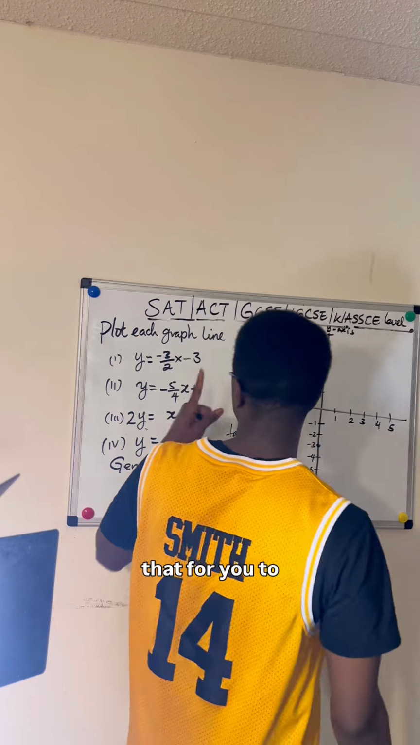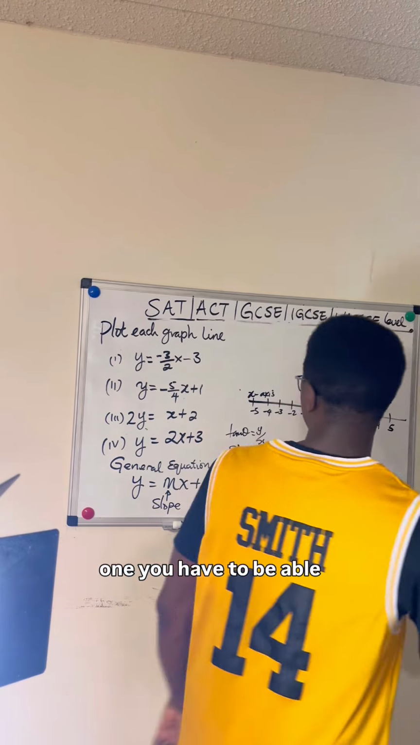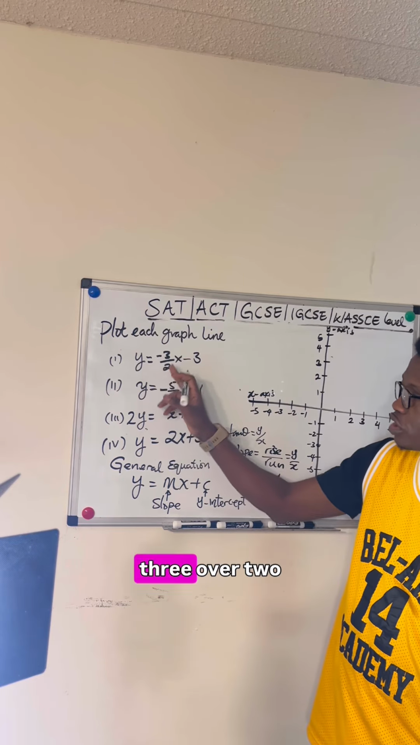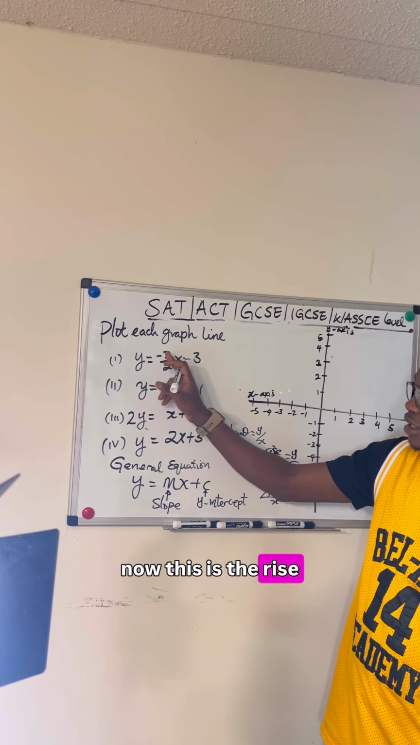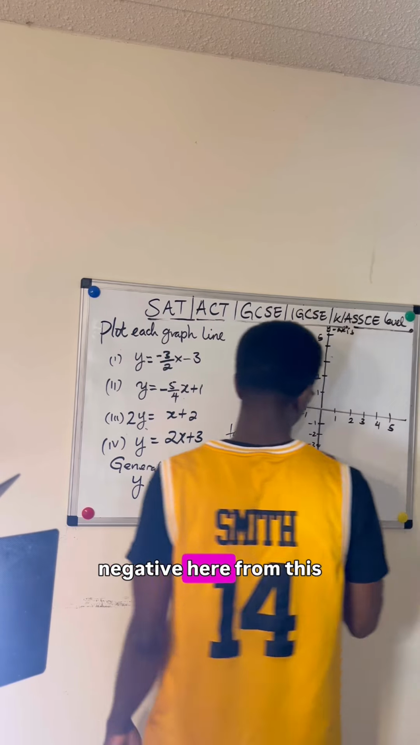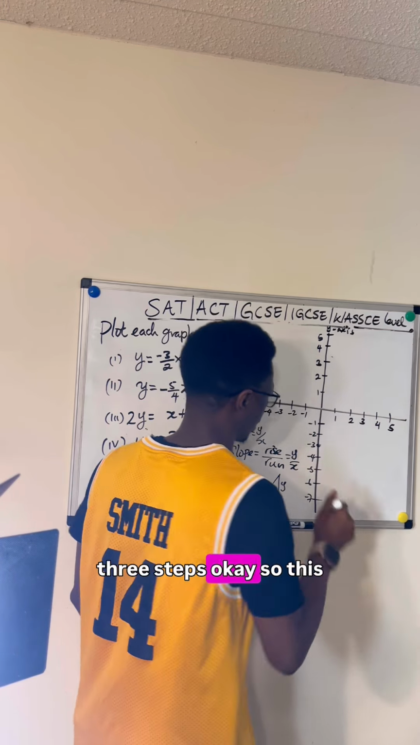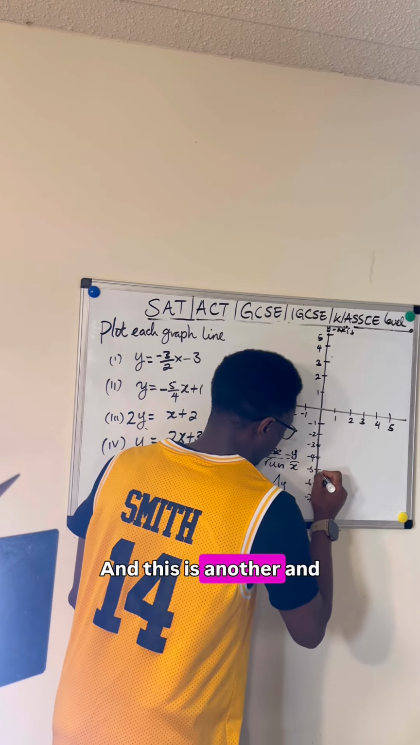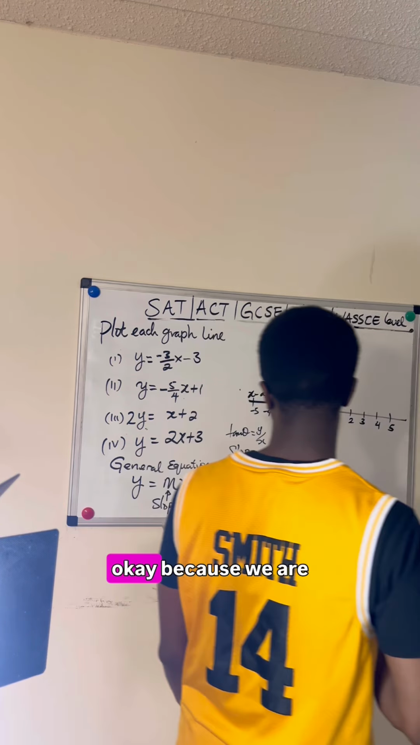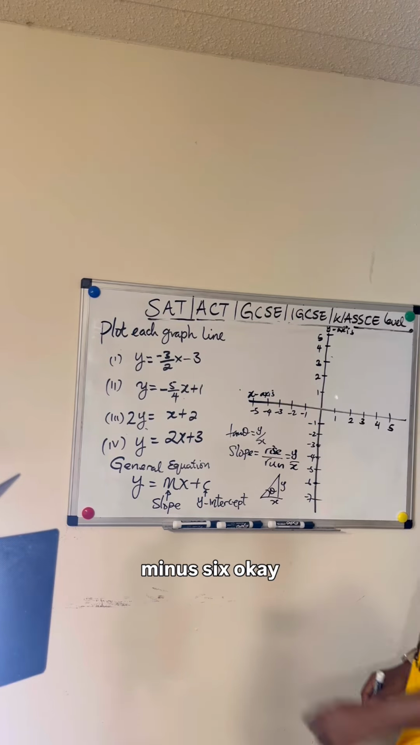Now, once you get that, for you to complete this graph, you have to be able to identify your slope. So your slope here is minus 3 over 2. Now, this is the rise, which is minus 3. Because it is negative, from this minus 3 here, we come down 3 steps. So this is 1, and this is another, and this is another. We were already at minus 3, so another minus 3 brings us to minus 6.